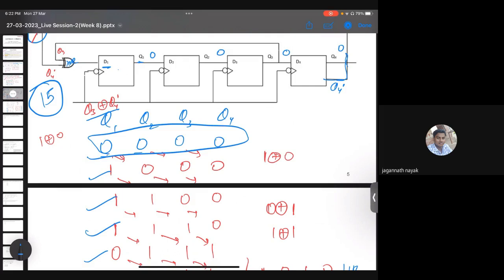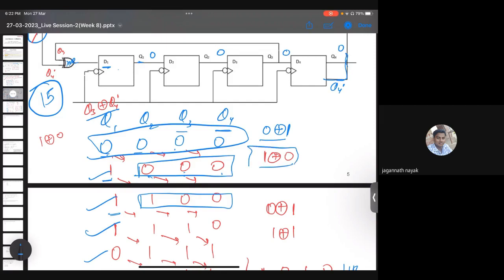So 0 0 0 is getting shifted to here, 0 0 0, and then I am doing Q3 XOR Q4 bar. The first one will be 0 XOR 1, since Q4 bar will be 1. So this one will get written here. Now you see 1 0 0. It will get shifted here, and the first bit will be Q3 XOR Q4 bar, which is nothing but 1 XOR 0, which I have written here. So the initial bit now will be 1. Is it clear till here?